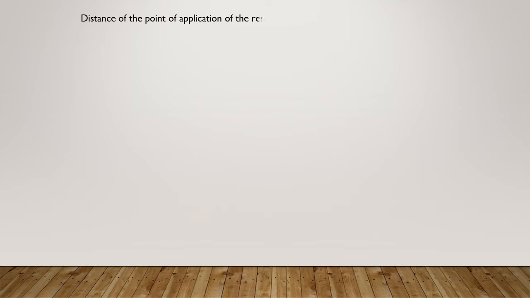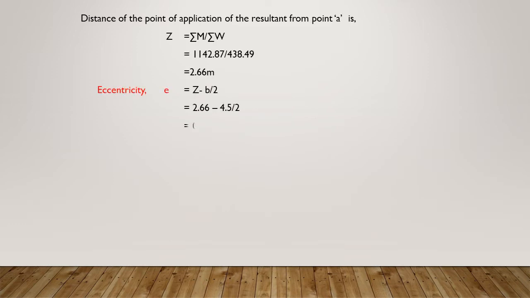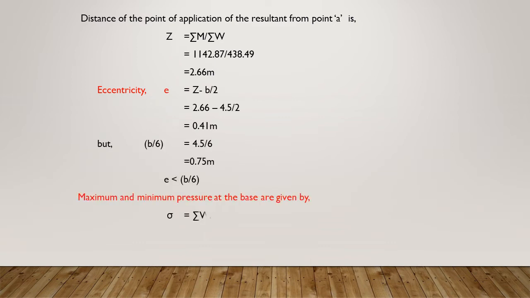Then the distance of the point of application of the resultant from point A is z, which is equal to the sum of moment divided by the sum of load. We know the sum of moment and the sum of load. So the sum of moment is equal to 1142.87 and the sum of load is equal to 438.49. So z is equal to 2.66 meter.